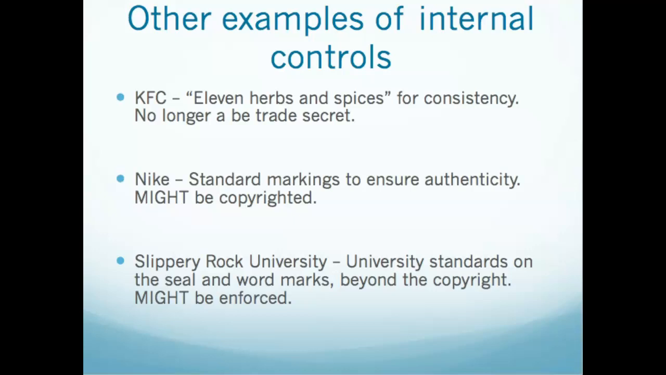So examples of internal controls, we talked about the first one, Nike. The standard markings on a Nike product, right? The Nike swoosh. And there are other things. The bottoms of their shoes have about 4 or 5 different tread patterns based on what sport. But those are unique to Nike. And they might be copyrighted. But it's very hard to prove a copyright infringement on something like the pattern on the bottom of a sneaker.